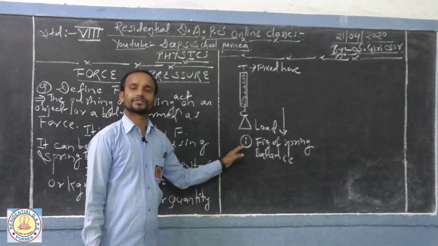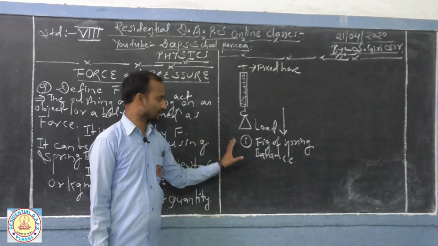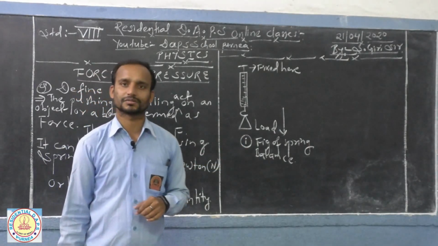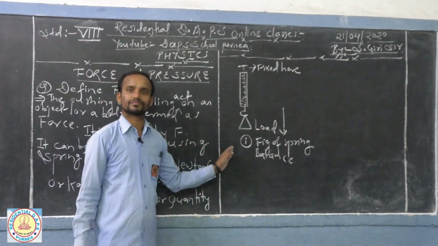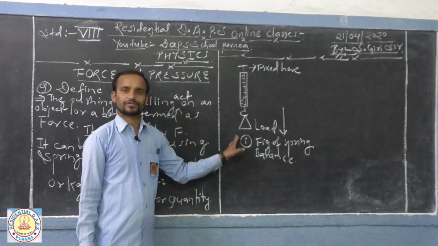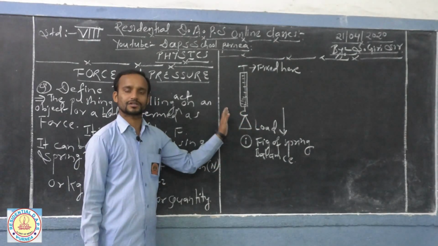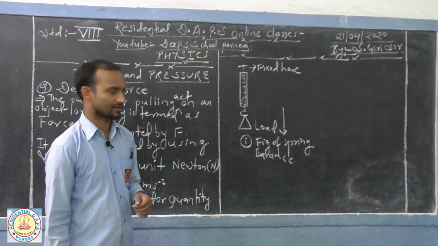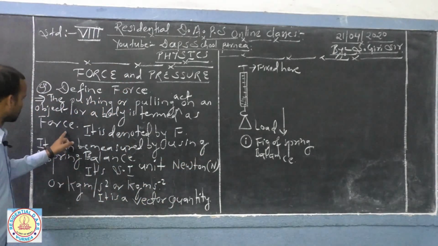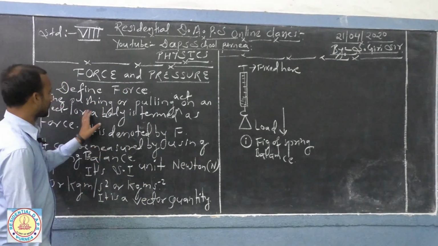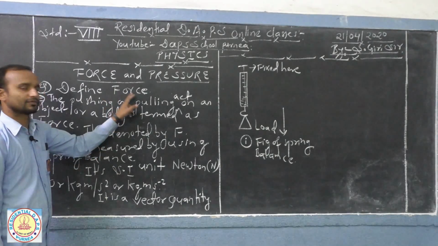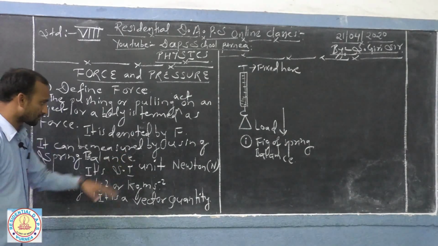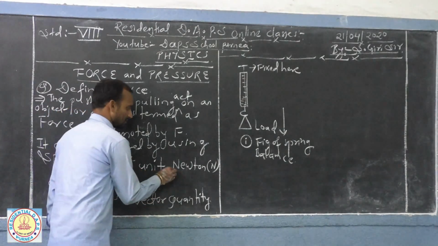Beam balances or physical balances are those devices, tools especially designed to measure the mass of an object. There is a difference between mass and force. While you measure force, you require the spring balance, but when you are measuring mass, you require the physical balance or the beam balance. So dear students, I think you should not have any problem defining force, how it is measured, and what its SI unit is. Remember, it is the SI unit.